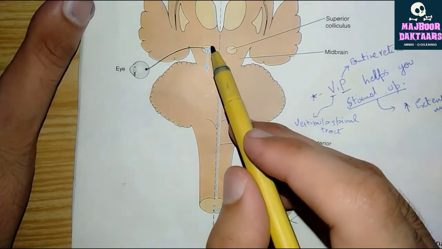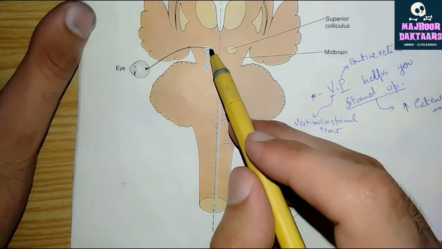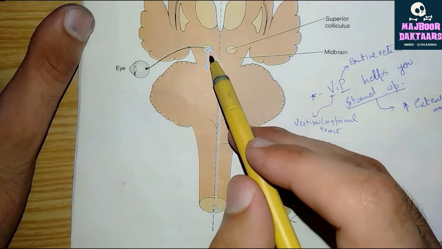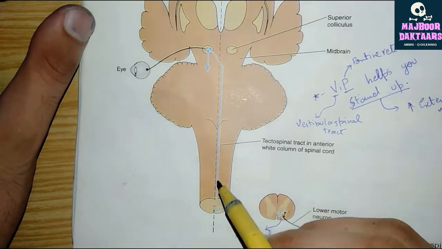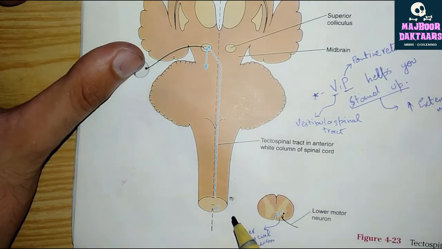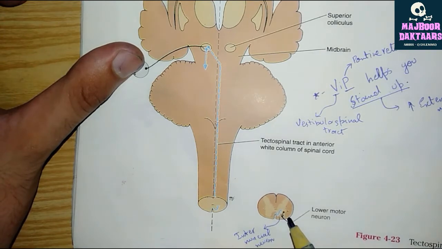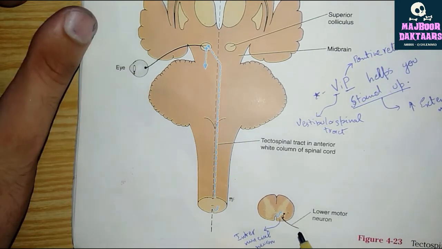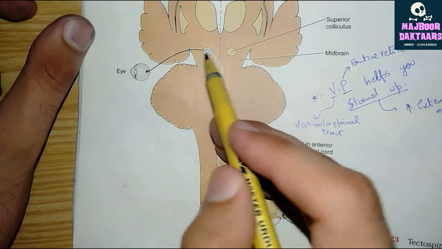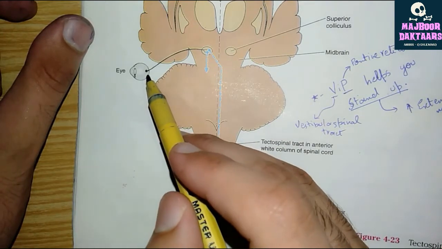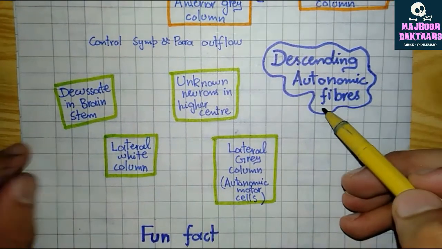Here are the superior colliculus nuclei, this side and this side. So the fibers arise from here, decussate soon after their origin, pass through the anterior white column, and then synapse with the interneuron, as shown here in the anterior gray horn, which then synapses with the lower motor neuron. This is also shown here: the superior colliculus is connected with the eye, so it is involved with the visual reflex. Lastly, the descending autonomic fibers.